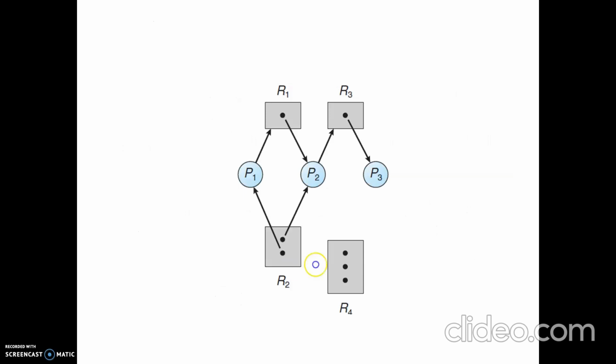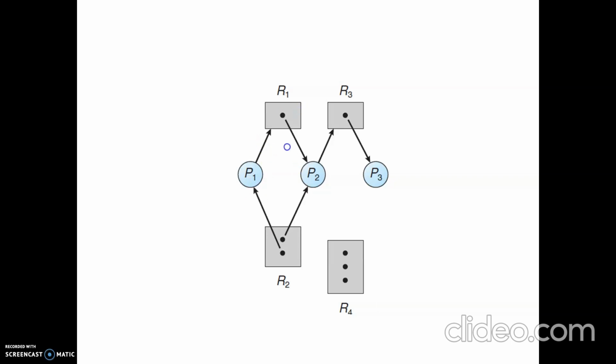Now look at this graph. Check whether there is a cycle. The first thing we infer from this graph is that resource 2 is available in two instances, because there are two dots here, so we can clearly see that this particular resource is available in two instances. Number 2, there is an arrow from R2 to P1, which means resource 2 is currently being occupied or used by P1. So P1 is holding resource R2.